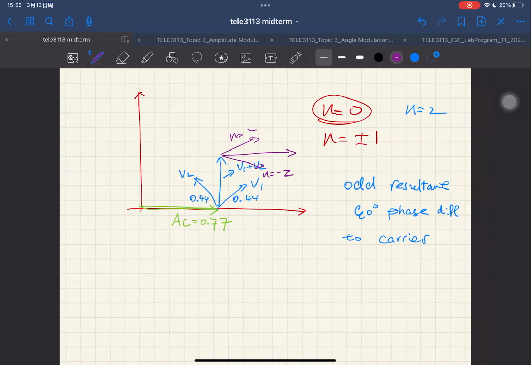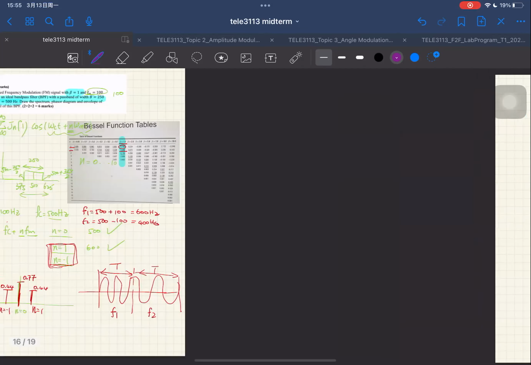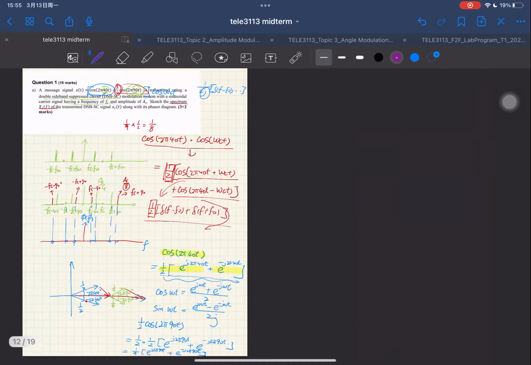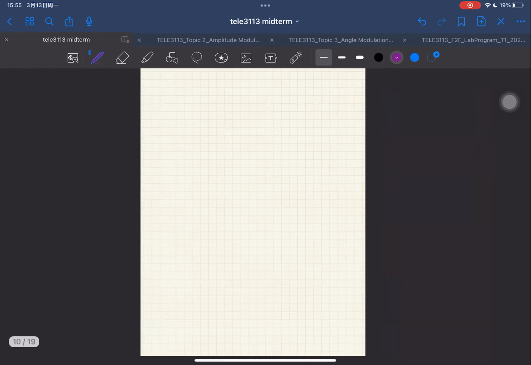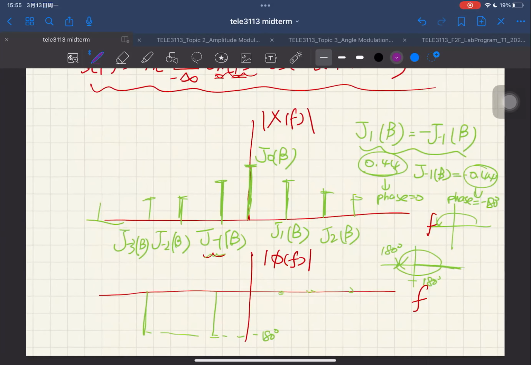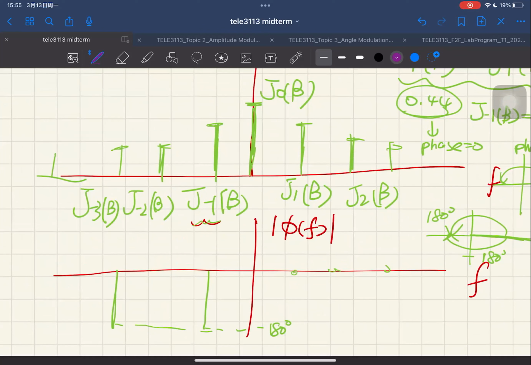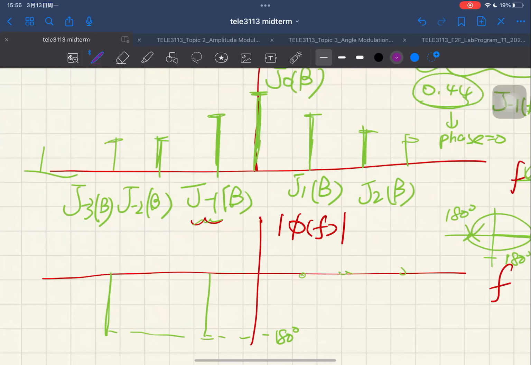And this is essentially what I talked about in the Bessel function previously. When you look at the negative or the positive even number cases, they all have 0 phase difference. So that's the reason why they have the same sign. But if you look at the odd ones, they go negative. They go exactly flipped. So that's the reason why I got 90.